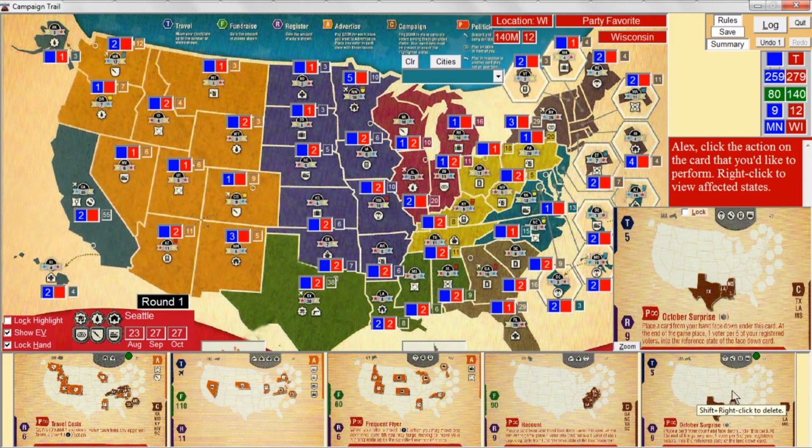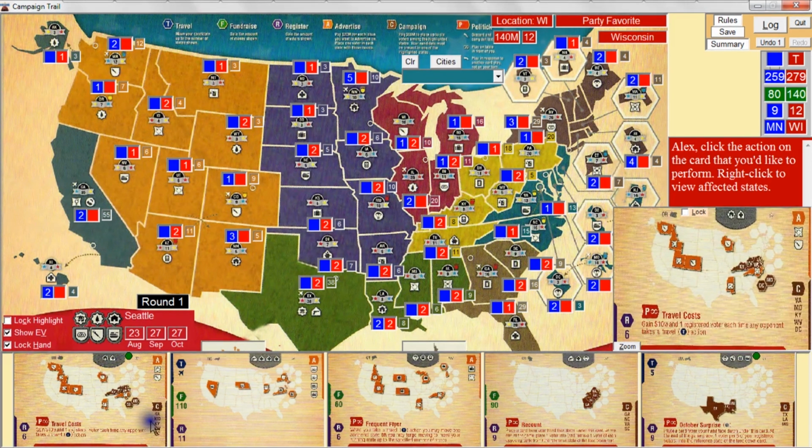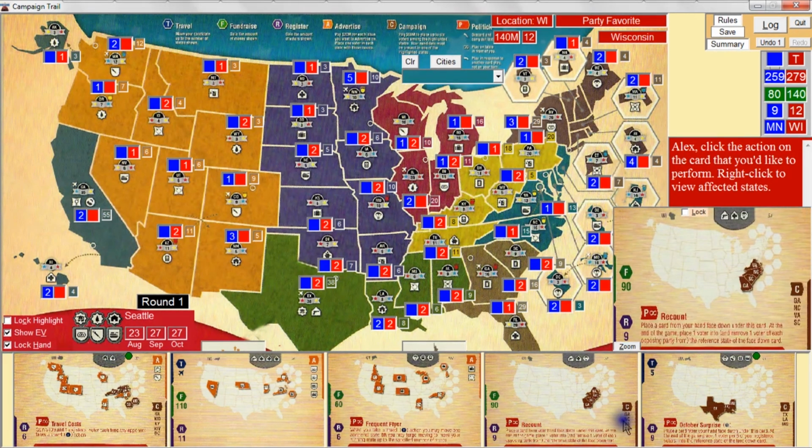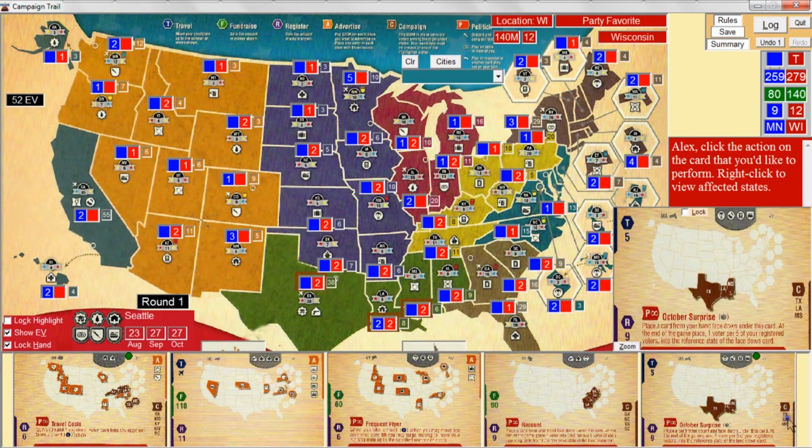Alex is in her home state of Wisconsin, so she wouldn't be able to use this card for a campaign action because it's nowhere near Wisconsin. This one is in the southeast, again, nowhere near Wisconsin. This one, Texas, Louisiana, and Mississippi. So I can't perform a campaign action this turn.